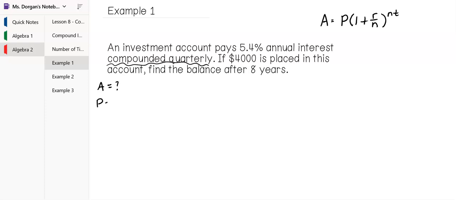Okay, after that is the principal amount, so the amount that you first invest into the account. So it says if $4,000 is placed in this account, so the principal amount is going to be $4,000. Okay, now our interest rate, it says an investment account pays 5.4% annual interest. Now remember, we do not want to express this as a percentage. We want it as a decimal. So you're going to take 5.4, divide that by 100, and that is going to get you your decimal of 0.054.